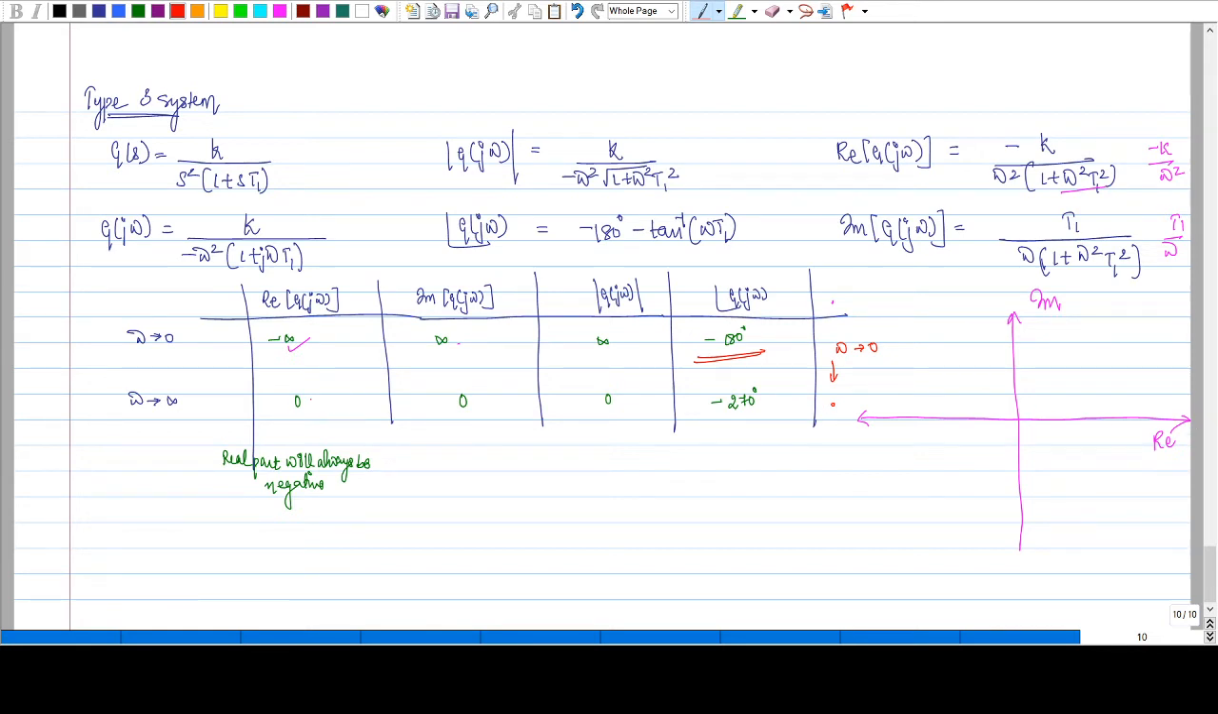The second point is when ω tends to infinity, where both are 0. But here it is converging at an angle of minus 270 degrees. So this is the origin, but this is the minus 270 degree line, and the curve should converge along the minus 270 degree line. You cannot take the line in other directions, because it is minus 270 degrees. So it should start from here, and this is how the polar plot will converge.